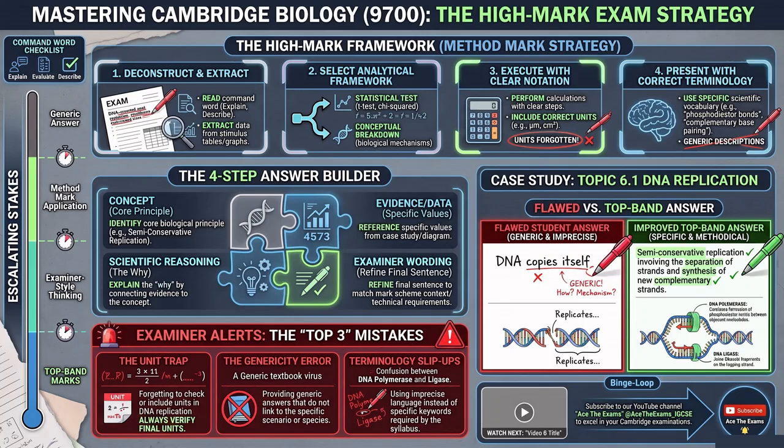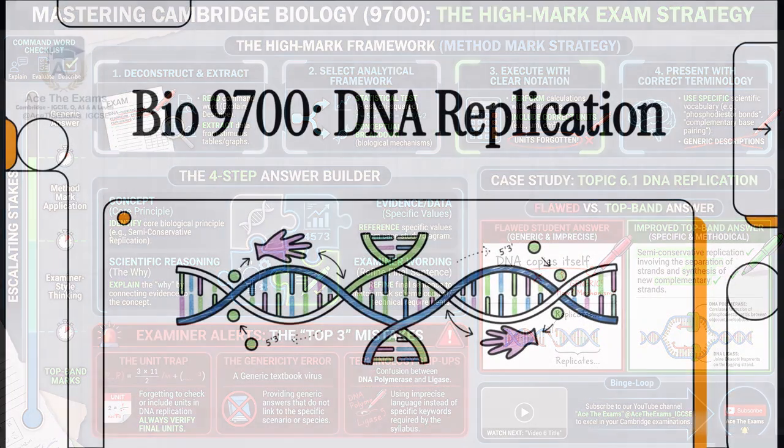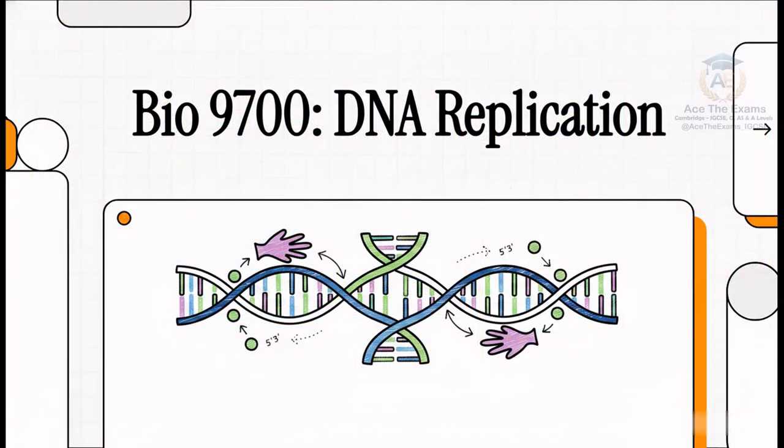Picture this. You sit down for your exam and you confidently write down DNA polymerase builds DNA. Sounds perfectly accurate, right? Well, relying on generic facts like that is the exact mistake that is costing top students their grades.